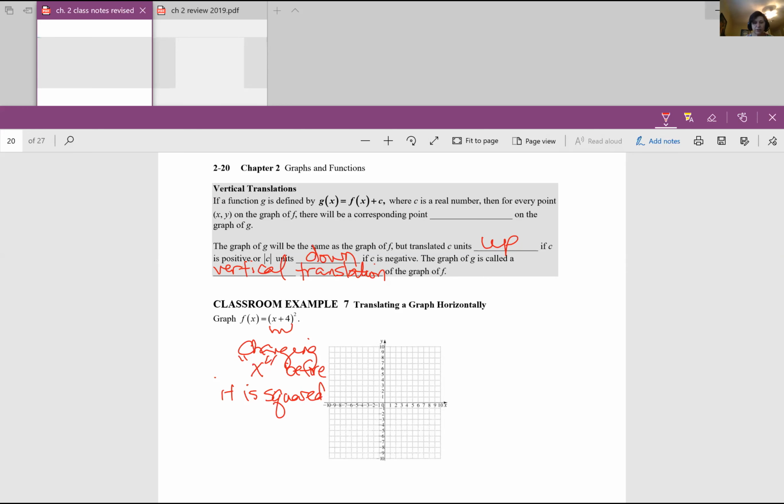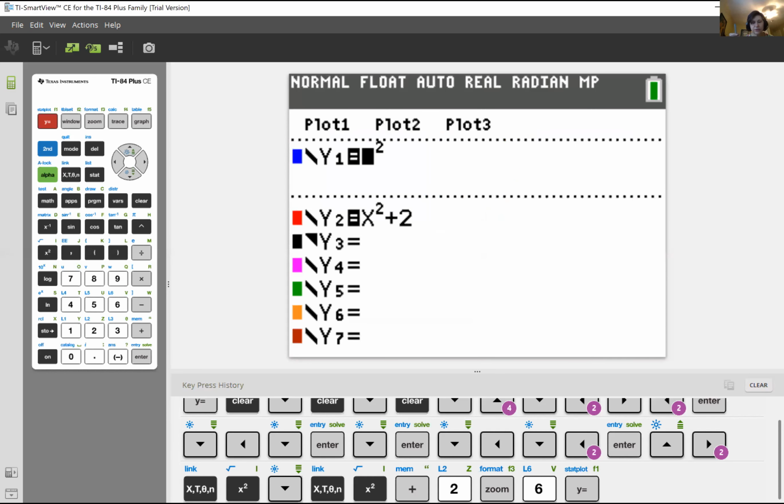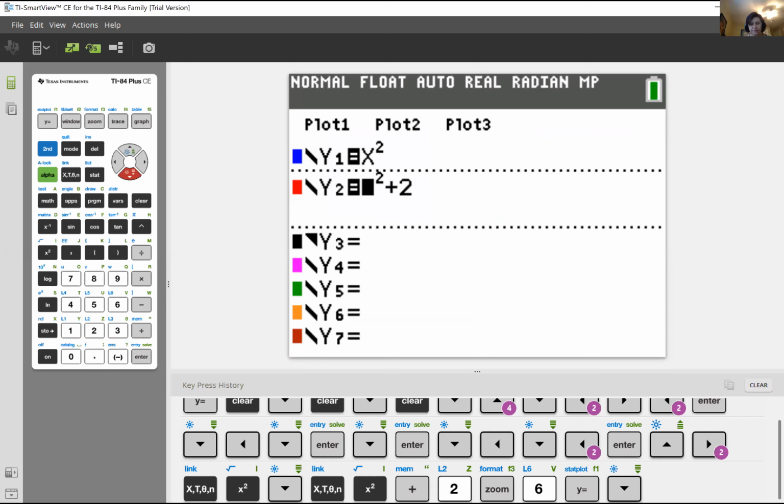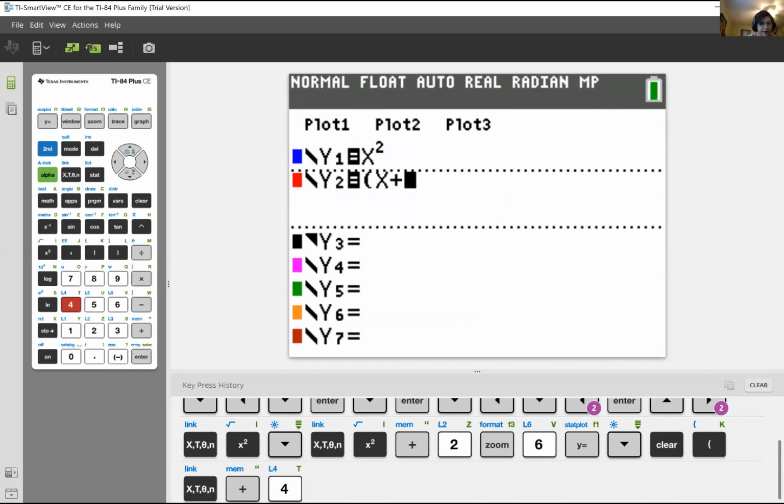So here's what I want to do. I'm going to go back to the calculator, but I'm going to make this change. I'm going to go back to my y equals. I'm still going to leave that parent in there, the y equals x squared. But now I'm going to type in my parentheses, my x + 4 inside the parentheses, and then that's going to get squared. So let's see what it does.